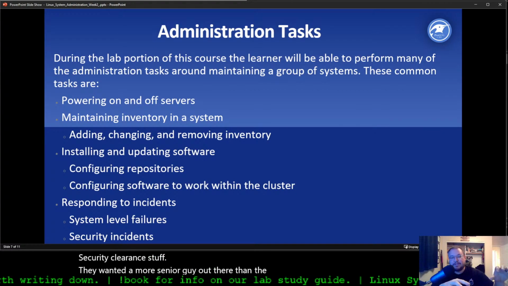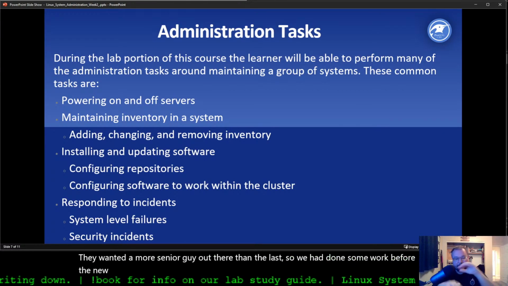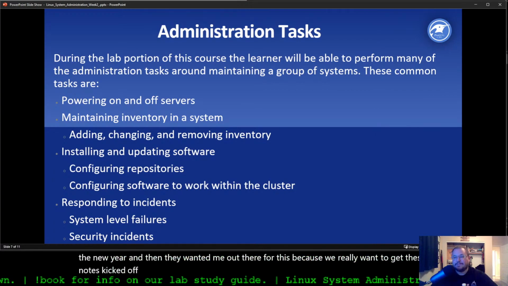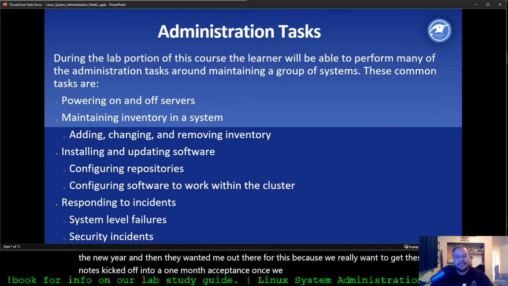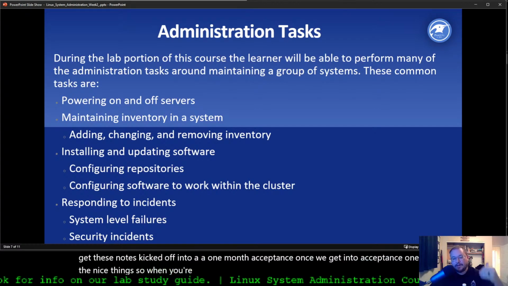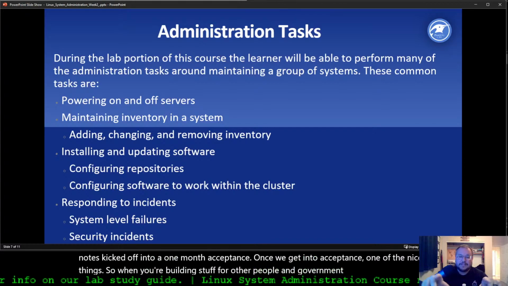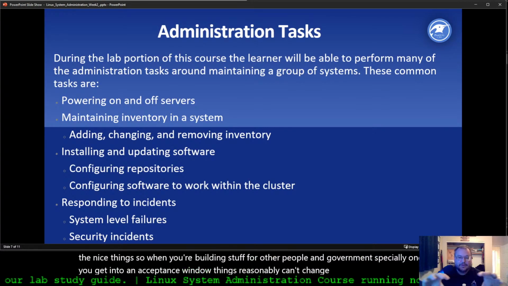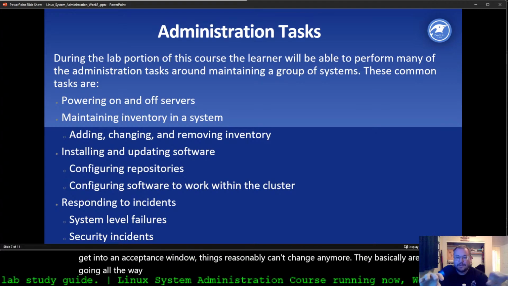So we had done some work before the new year, and then they wanted me out there for this because we really want to get these nodes kicked off into a 1 month acceptance. Once we get into acceptance, one of the nice things, when you're building stuff for other people, in government especially, once you get into an acceptance window, things reasonably can't change anymore. They basically are going all the way for 1 month. They have to just run.